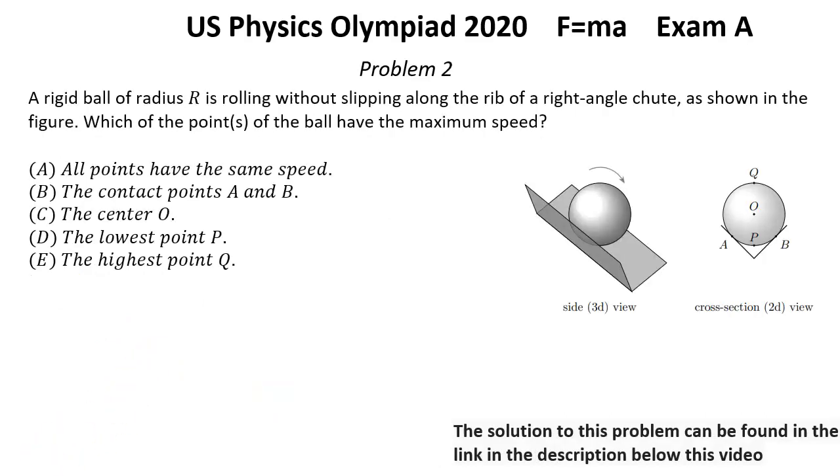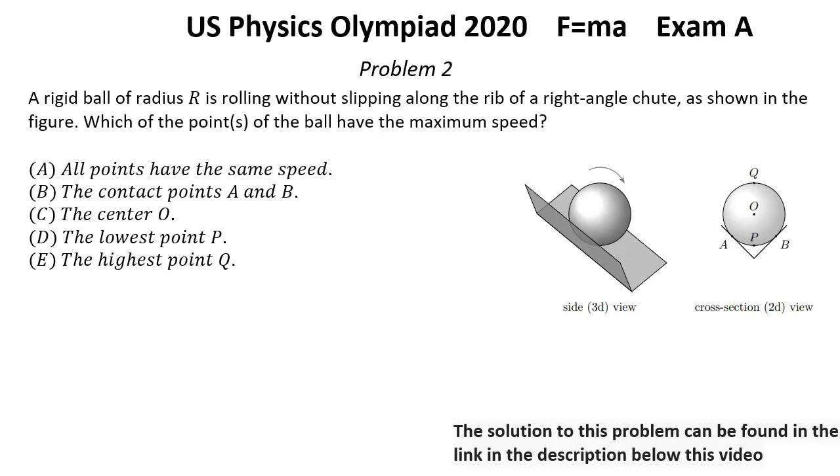Problem number 2. A rigid ball of radius big R is rolling without slipping along the rib of a right angle chute, as shown in the figure. Which of the points of the ball have the maximum speed?